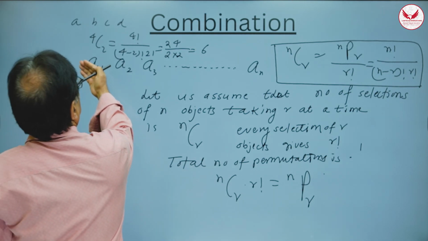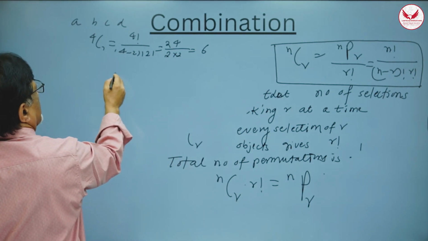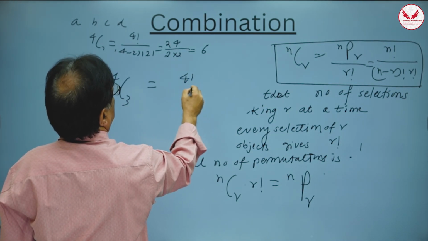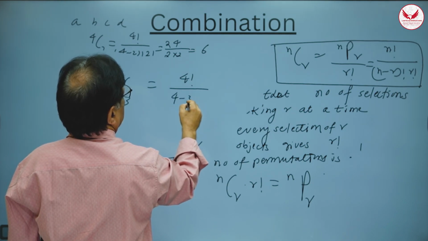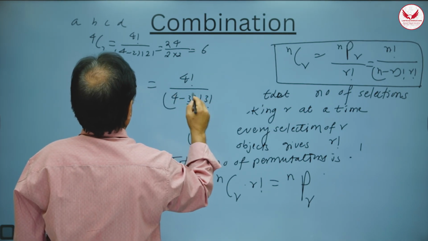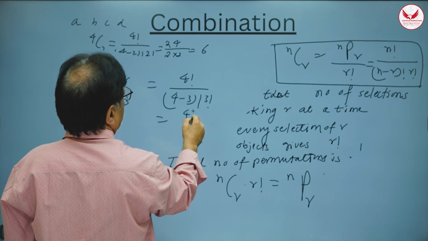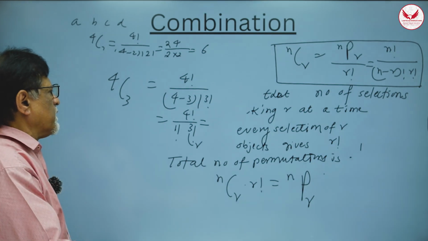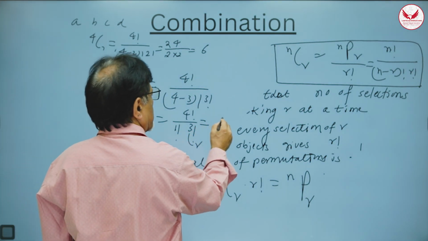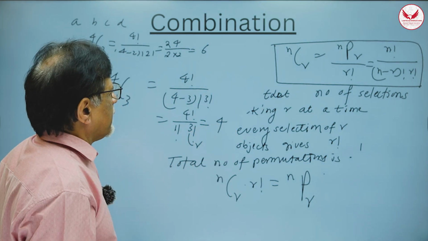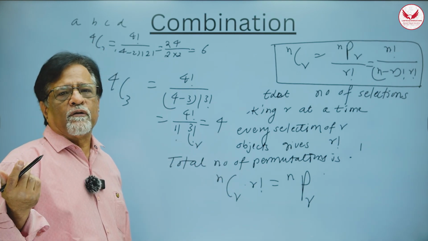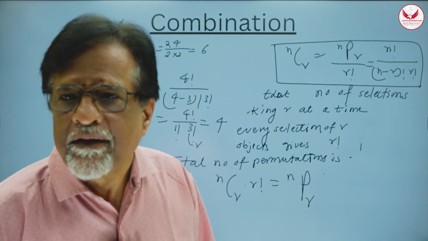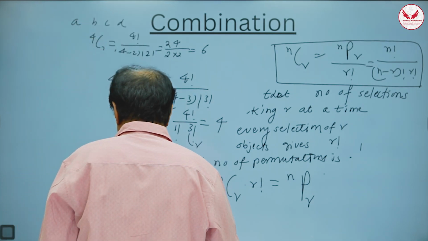Okay. So now, suppose I want to select 3 objects out of 4. That is 4 factorial upon (4 minus 3) factorial into 3 factorial. That means 4 factorial upon 1 factorial into 3 factorial. But 1 factorial is 1. 4 factorial upon 3 factorial is simply what? 4. I told you that there are 4 ways of selecting 3 objects out of 4. Why? Because when you are selecting 3, you are selecting 3 and rejecting 1.